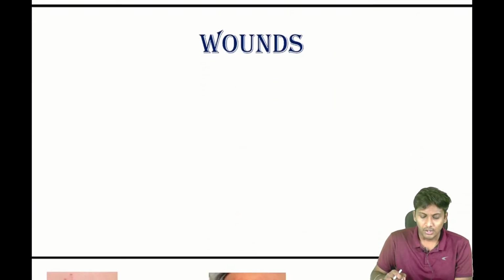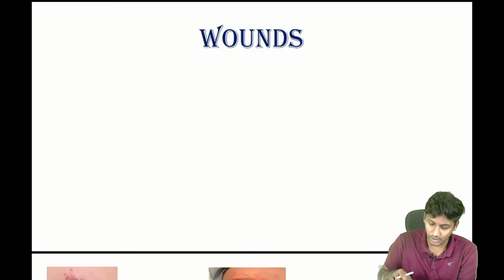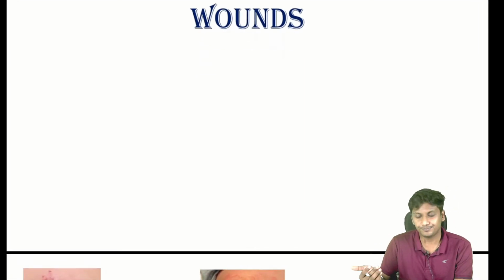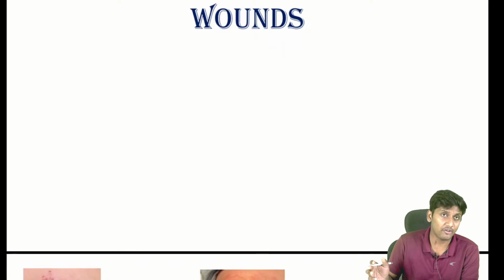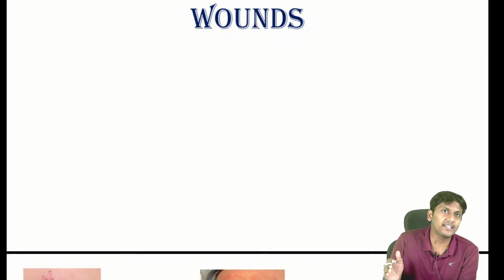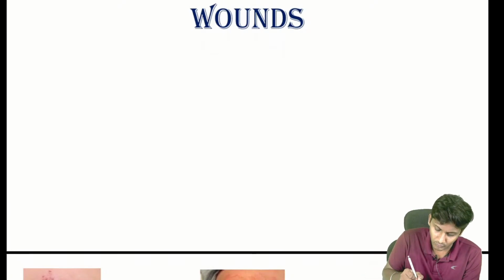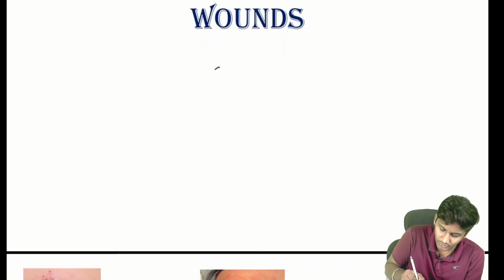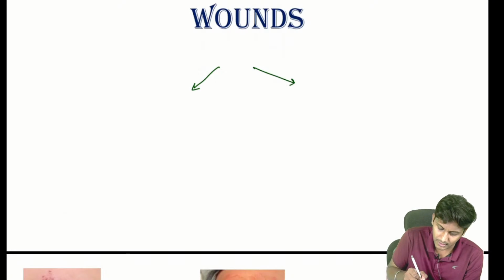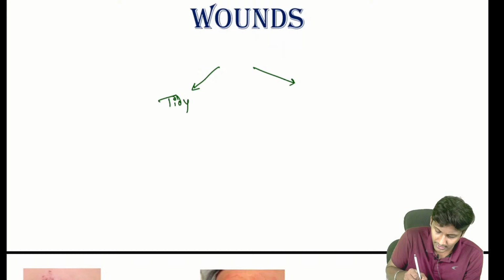Okay. Now if I talk about the next thing in general surgery, and that is wounds. Important topic, also helps you in many other subjects as well, like forensic medicine. Okay. If I talk about wounds, bache, if I classify the wounds depending on its cleanliness, then I can classify the wounds into two categories. One are called the tidy wounds, and second are called the untidy wounds.